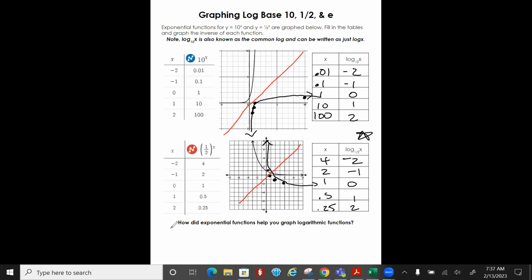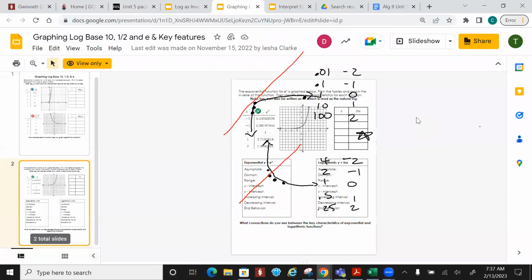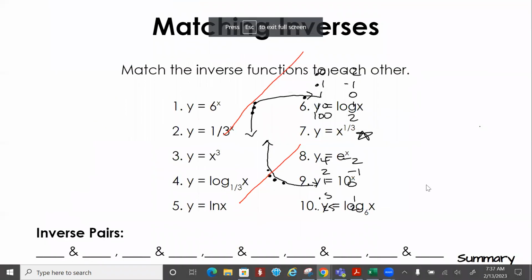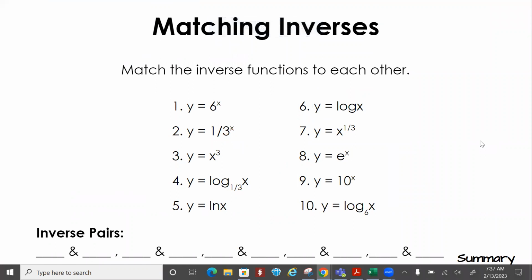Okay, so looking at your next slide, I want you to match up the inverse functions to each other. Okay, so you've got exponential, which means that you're going to have an x in the exponent, and then you have logs, which is going to say log in it. Those are inverses of each other. Go ahead and take a moment, see if you can match up the inverse pairs, and then put the numbers down at the bottom.